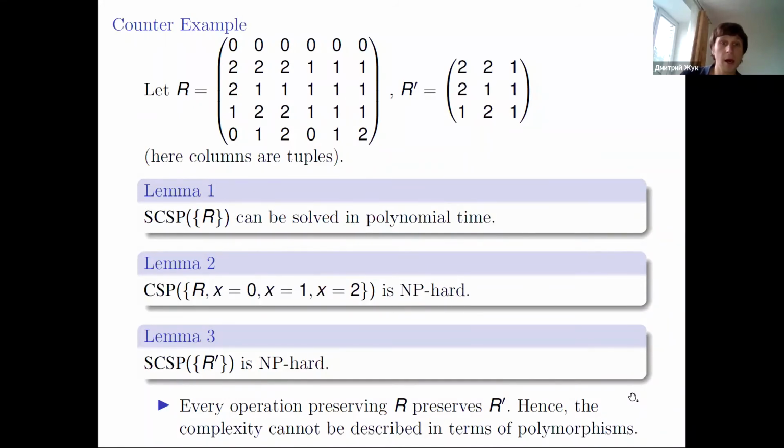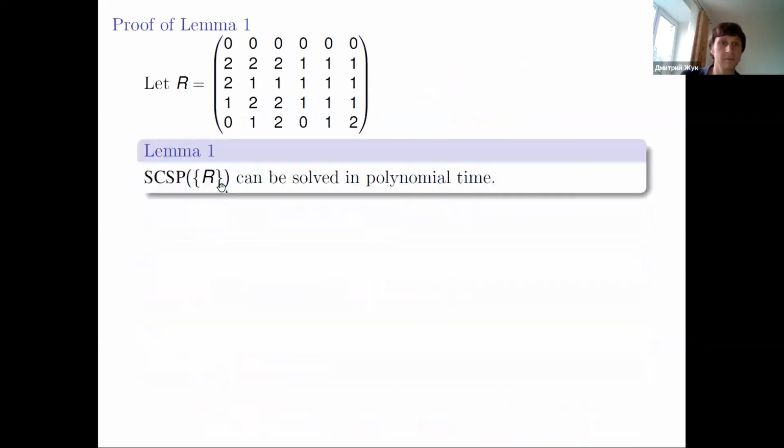Okay, so I hope I explained why this result was so sad, because now we cannot use polymorphisms. And on the next slide, I will try to prove the first lemma. I will try to prove that surjective CSP over R is easy. So that's what I want to prove: surjective CSP over R can be solved in polynomial time.